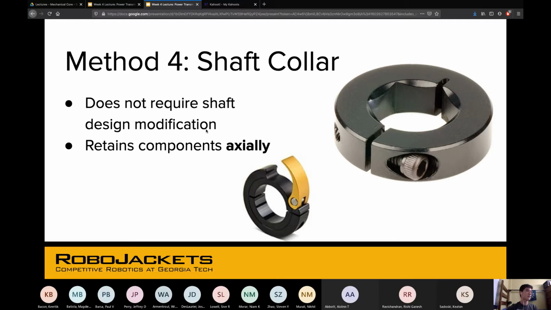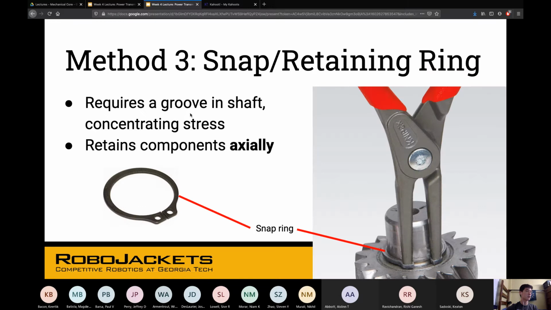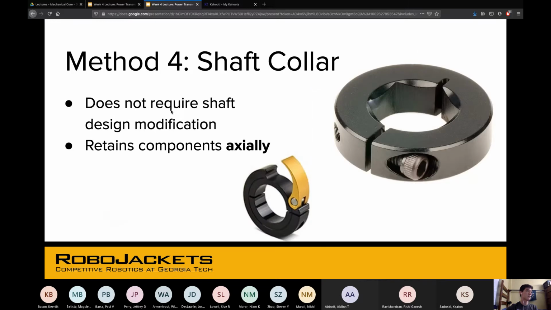So unlike the retaining ring, which needs the groove, you don't need any kind of modification on the shaft to use the shaft collar. You can just clamp it down. And so some use this clamp that'll pull, or you'd have something similar to a set screw where if you tighten it down, it'll pinch this shut.